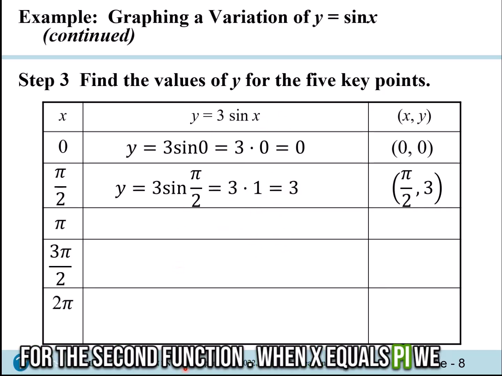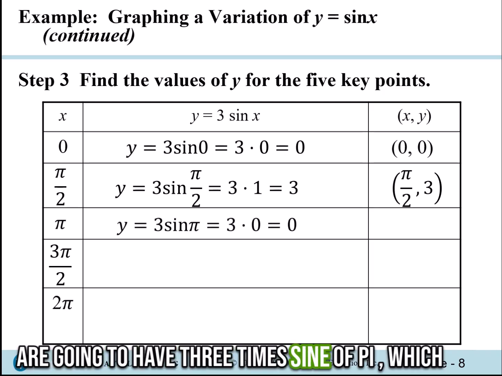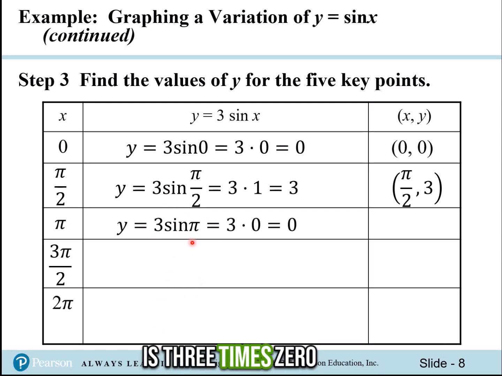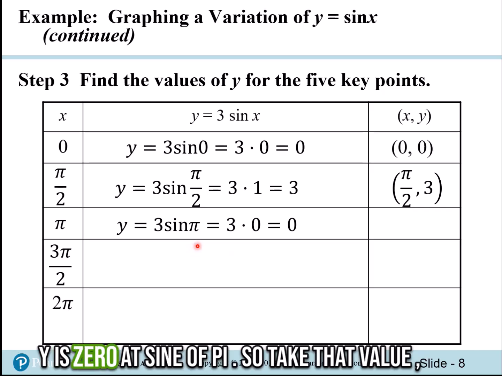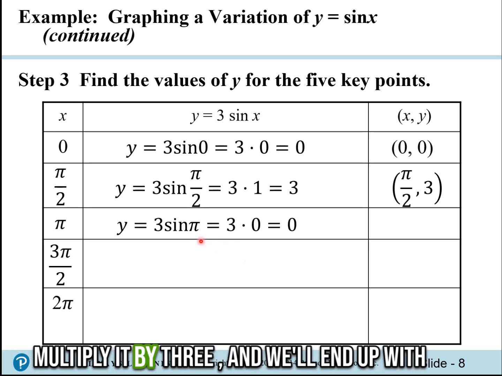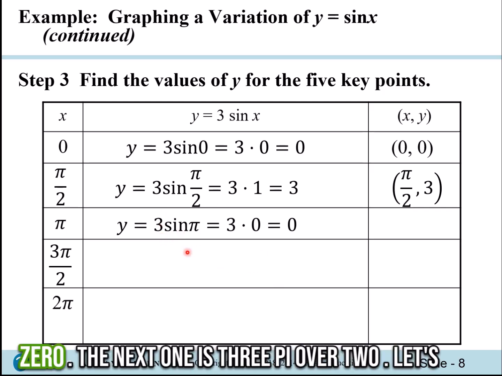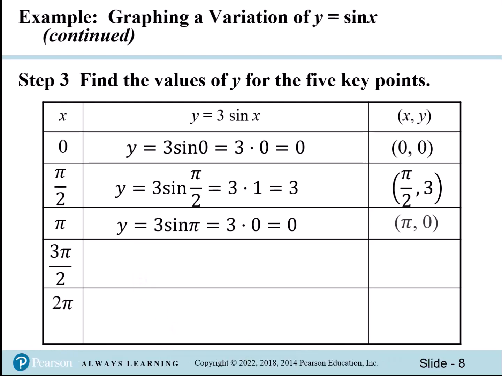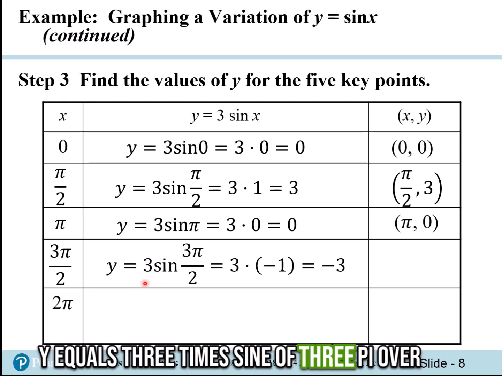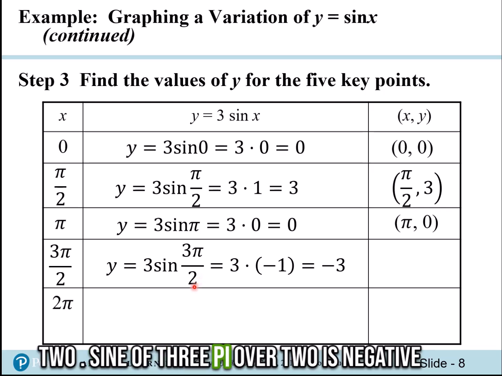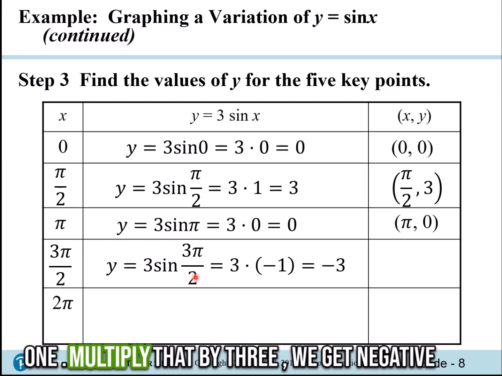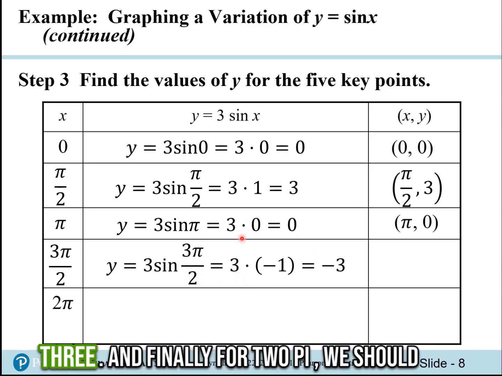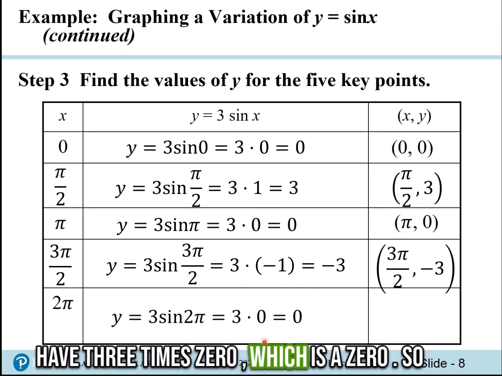When x equals pi, we are going to have 3 times sine of pi, which is 3 times 0. y is 0 at sine of pi. So take that value, multiply it by 3, and we'll end up with 0. The next one is 3 pi over 2. Let's evaluate that. y equals 3 times sine of 3 pi over 2. Sine of 3 pi over 2 is -1. Multiply that by 3. We get -3. And finally, for 2 pi, we should have 3 times 0, which is 0.